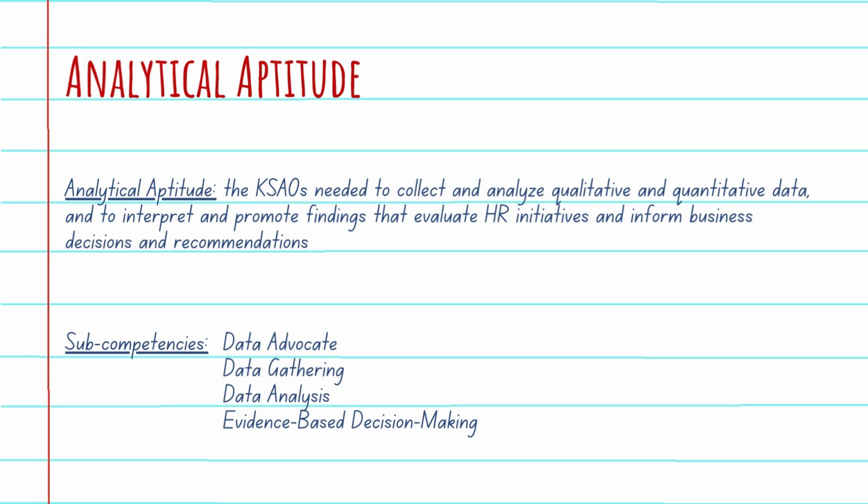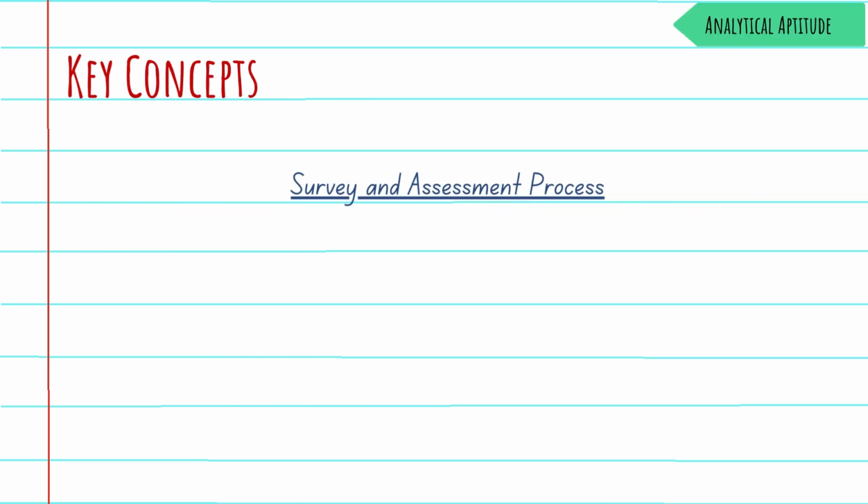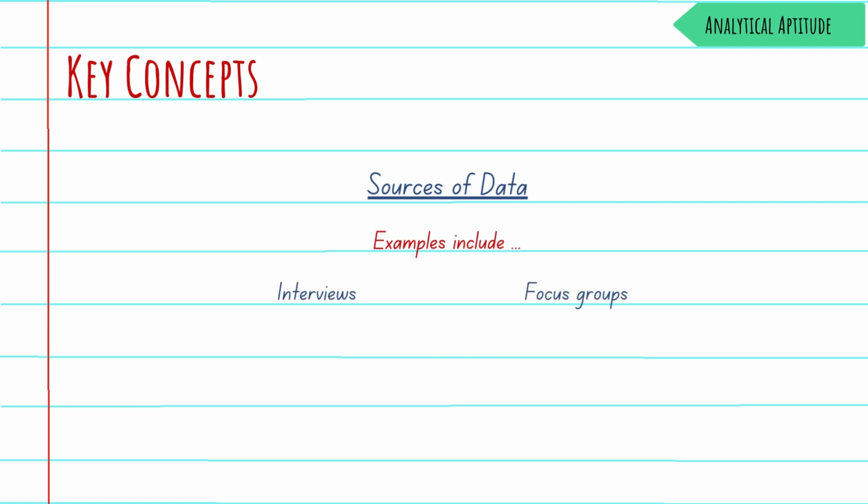The 6 key concepts of analytical aptitude are survey and assessment processing, sources of data, data analysis techniques and methods, basic concepts in statistics and measurement, interpretation of graphs and charts, and using data to support a business case. Examples of survey and assessment processes include development, administration, and validation, while examples of data sources include interviews, focus groups, employee and customer surveys, marketing data, and analytical reports.